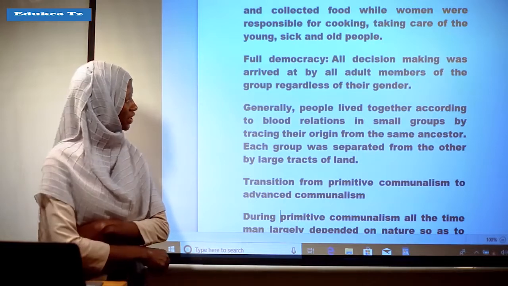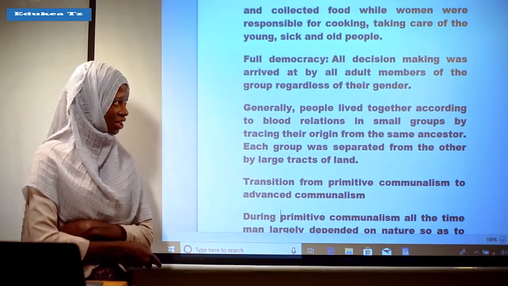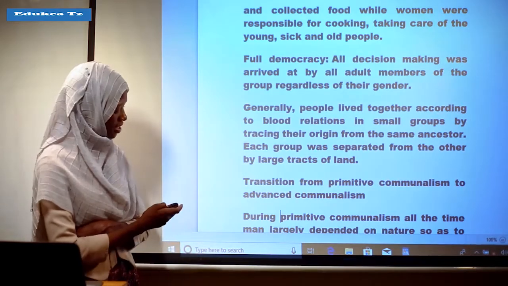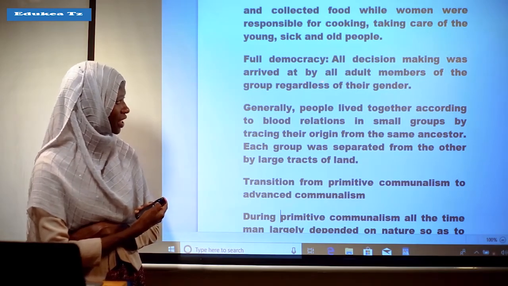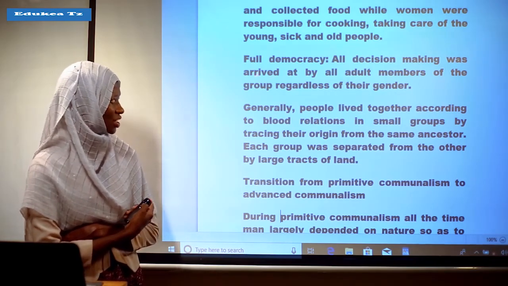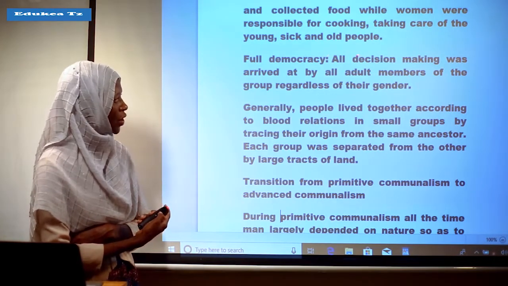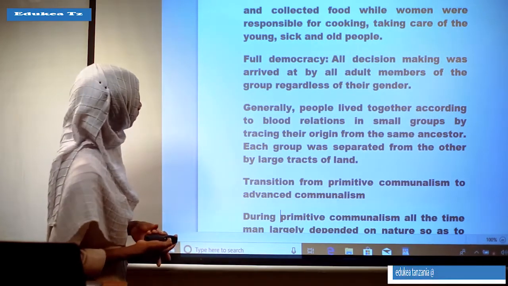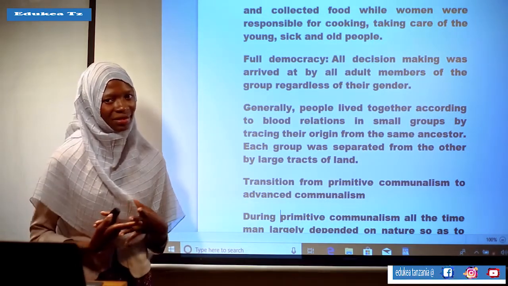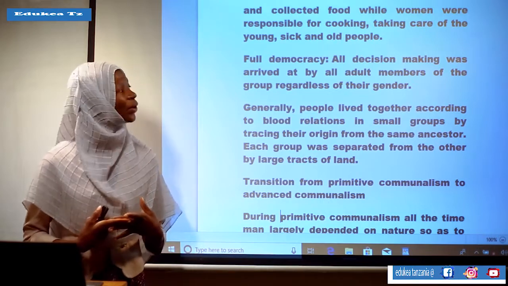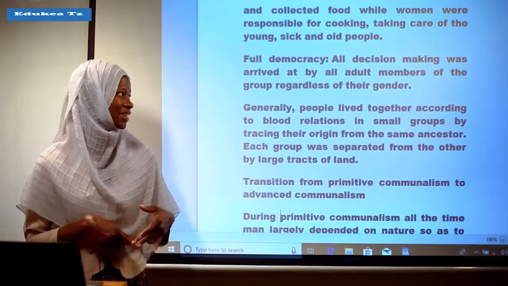The next one is full democracy. All decision making was arrived at by all adult members of the group regardless of their gender. It is this mode of production in which full democracy was applied.